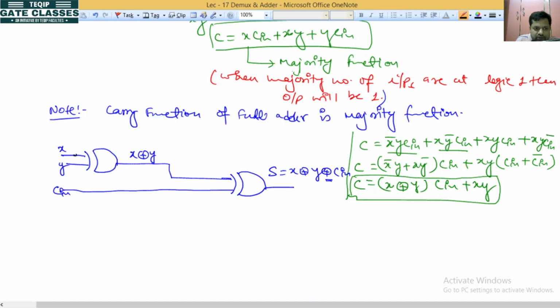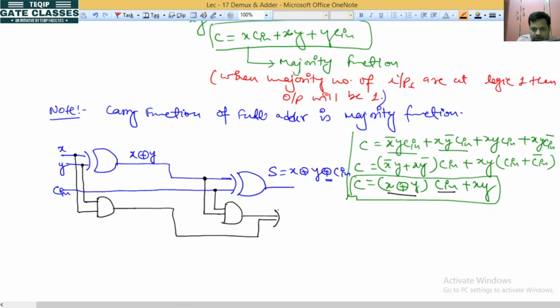Okay. Now if you see here for the carry, so from here we generate one carry, that is xy. And from here also we generate one carry, that is x XOR y, see here, x XOR y Cin. Cin is from here. So now to take these two and take OR operation in between to get carry. Okay na, you can check here.